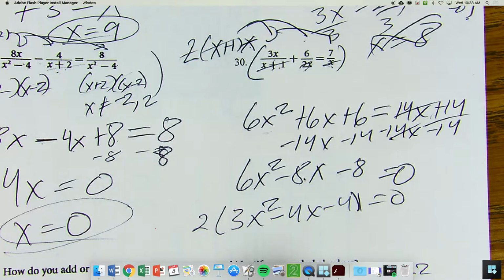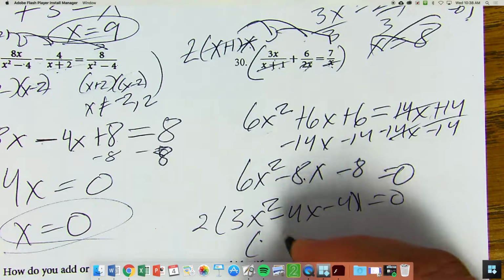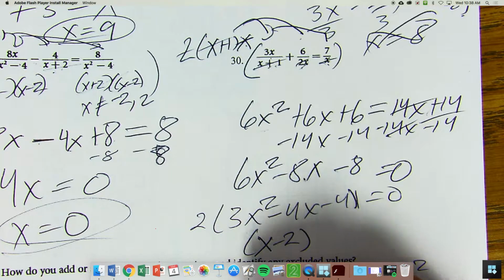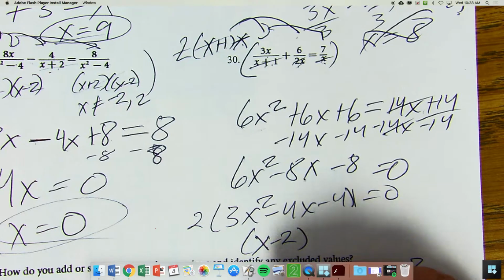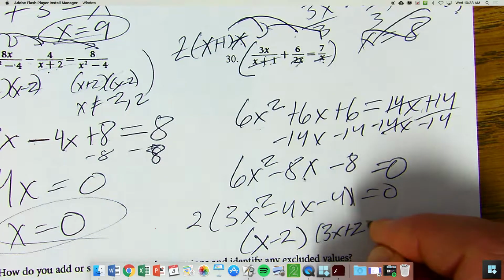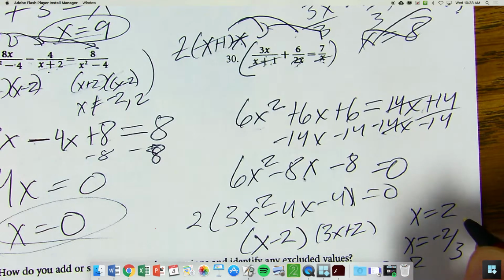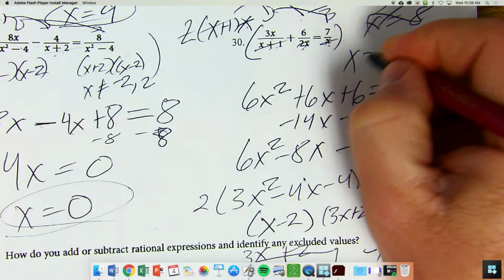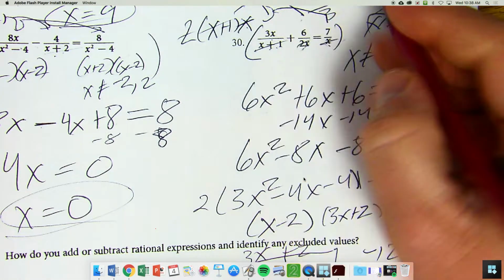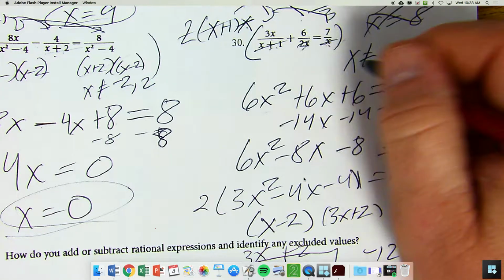Okay, so there's one of your factors, x minus 2. Okay, GCF up, this is 3x. GCF up here, this is 2, and that's a plus. So it's 3x plus 2, so you get x equals 2. X equals negative 2/3. Check your restricted values. It looks like x cannot be negative 1. X cannot be 0.